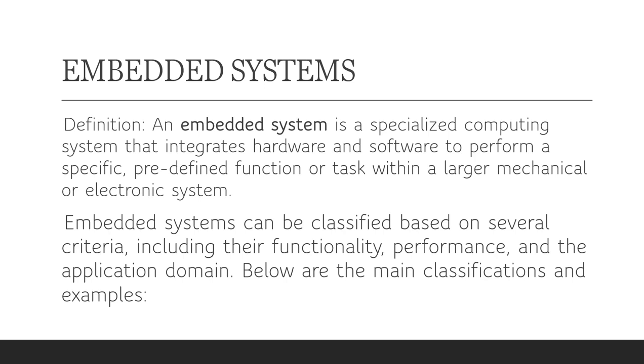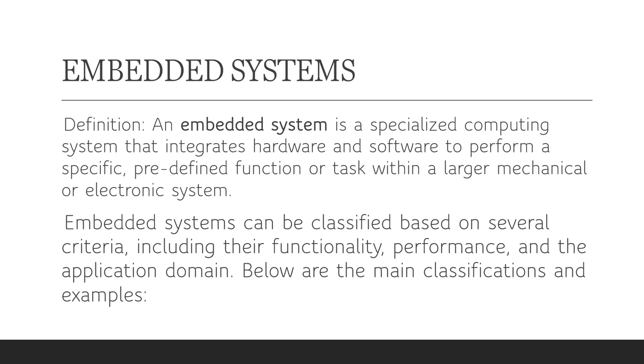An embedded system is a specialized computing system that integrates both hardware and software to perform specific or predefined functions or tasks within a larger mechanical or electronic system. Electronic systems include earbuds and smart watches. Mechanical systems include cars and automobiles. It is the combination of hardware and software performing a specific task within a larger mechanical or electronic system. This is the definition of embedded systems.